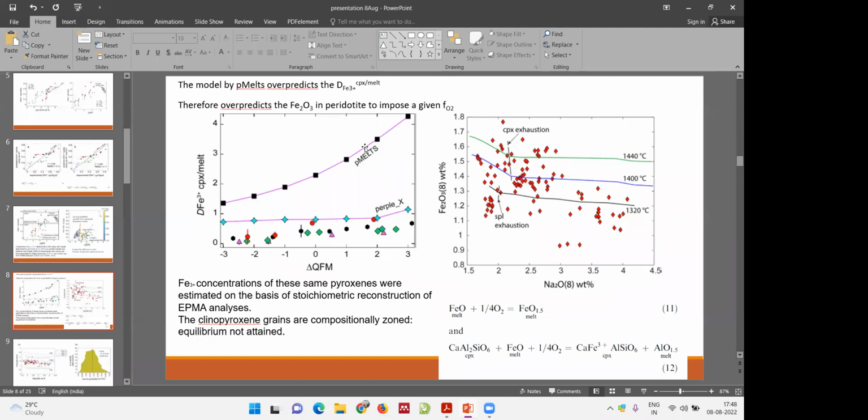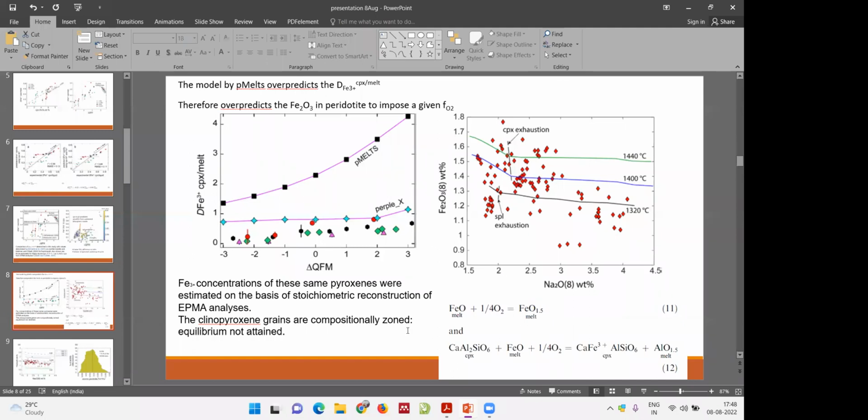Also, the clinopyroxene grains, whose thermodynamic properties have been used in this model, are compositionally zoned, so possibly equilibrium has not been attained in these cases. Therefore, there is a large deviation. Although the Perple_X data have some similarity with these experimental values, even then we can see that they are quite a few magnitudes different from the experimental data.